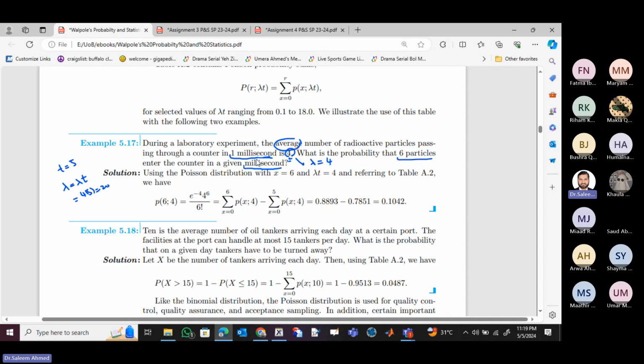Here both are the same, so that's why lambda did not change. Lambda t is still t equal to 1 here. Lambda is given and they are asking you the probability of 6, so x is equal to 6. What is the probability that 6 particles will pass? I can just use e to the power minus lambda, lambda to the power 6 by 6 factorial.